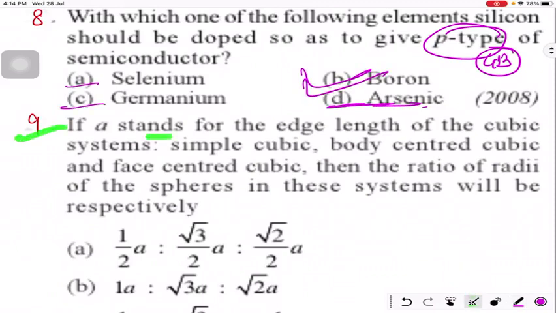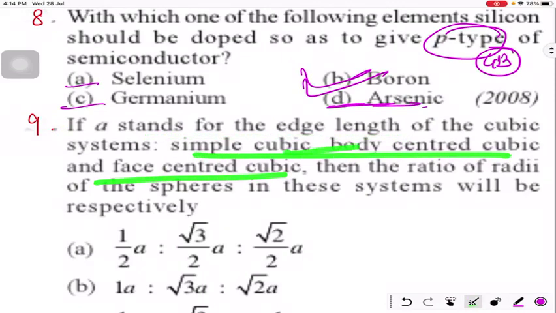Ninth, if A stands for edge length and you have all the three systems in this order, then ratio of their radii.